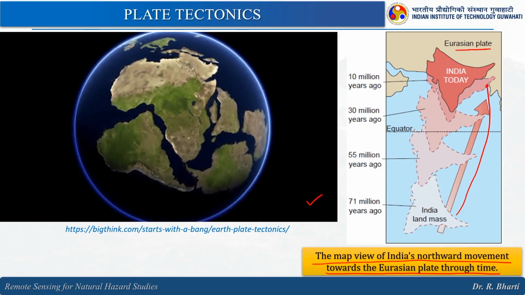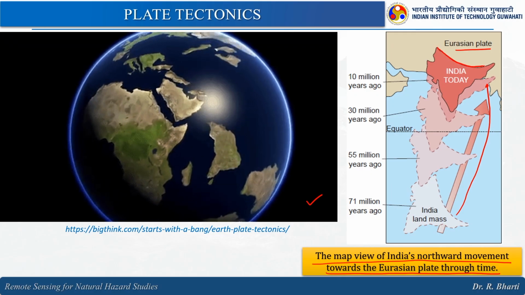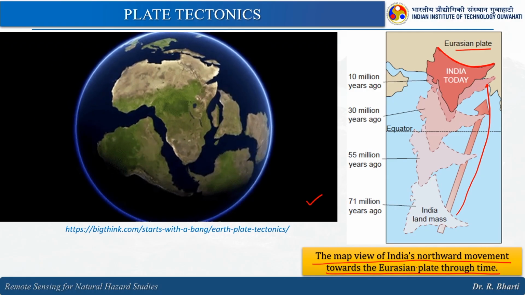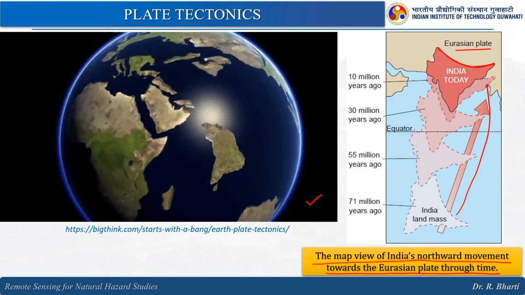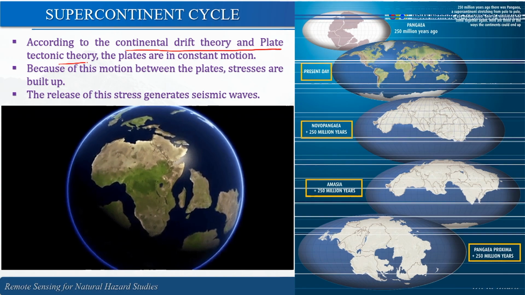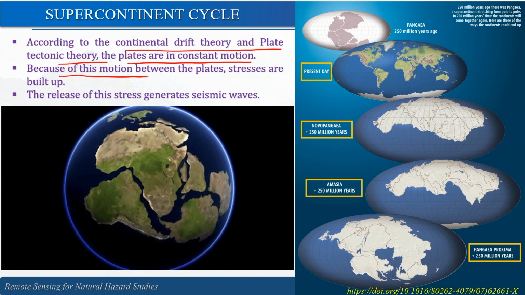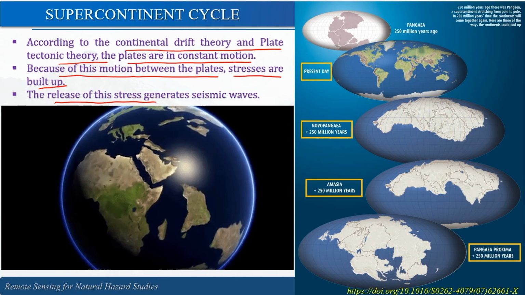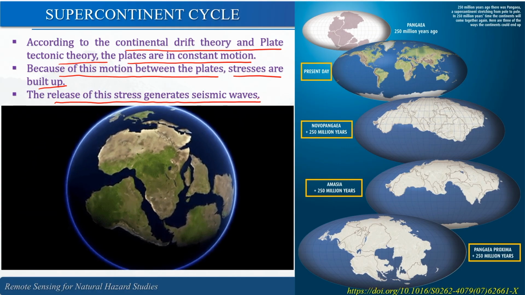So, this is the Eurasian plate, and because of this collision we have the Himalayas. This is the Himalayan region, right. Because of this collision we have the Himalayas in the northeastern part of India. According to the continental drift theory and plate tectonics theory, the plates are in constant motion. Because of this motion between the plates, stresses build up, and the release of these stresses generates seismic waves. This is what we discussed in the previous slide also.